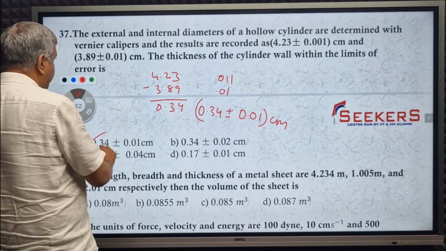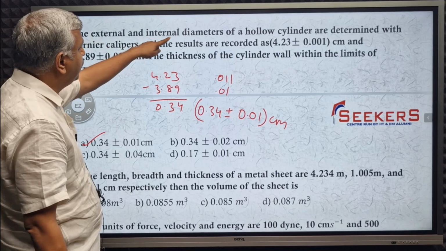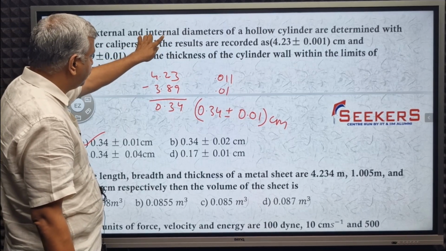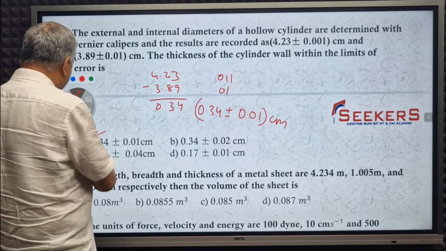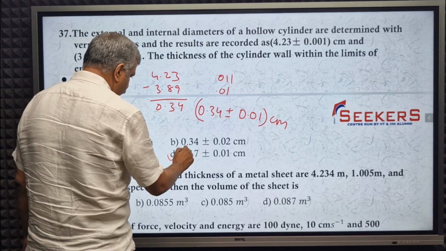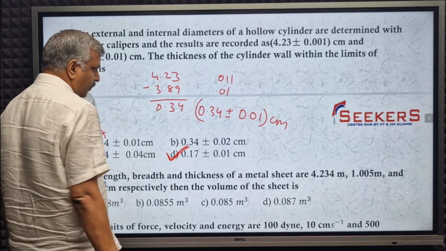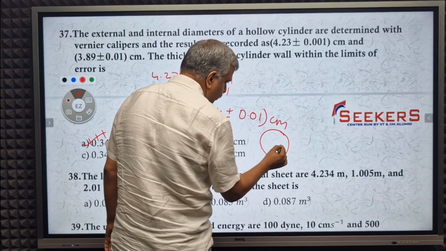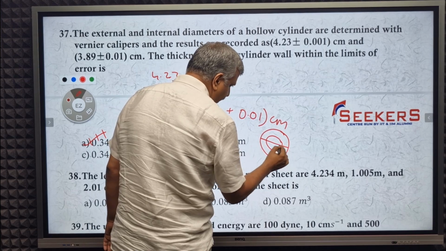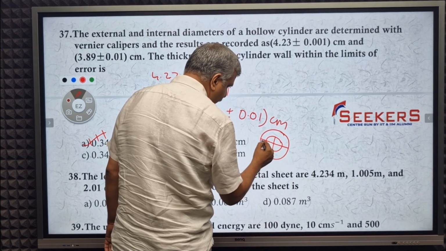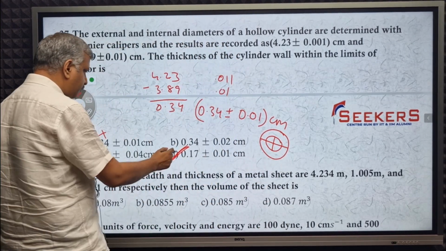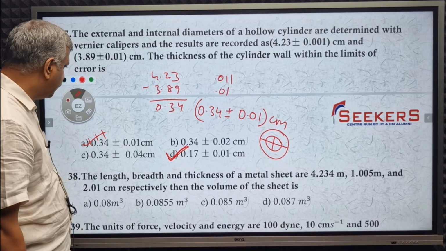The external and internal diameters are given. Diameters means you have to divide by 2 to get the thickness. So this is one diameter, this is one diameter. When you subtract them, you get 2 times the thickness. So it should be 0.17 plus minus 0.1.